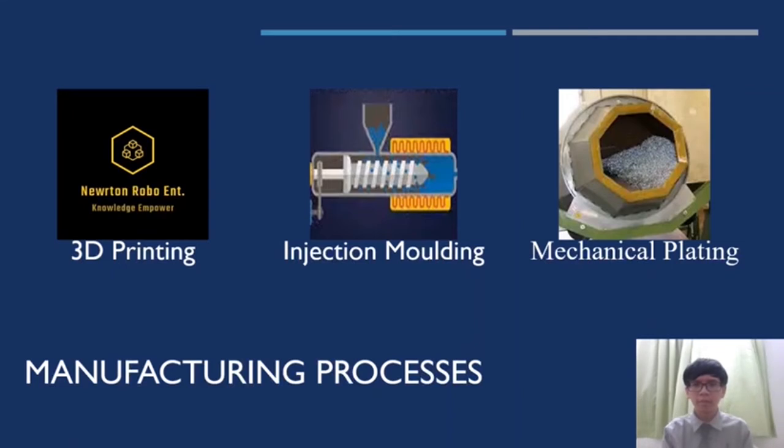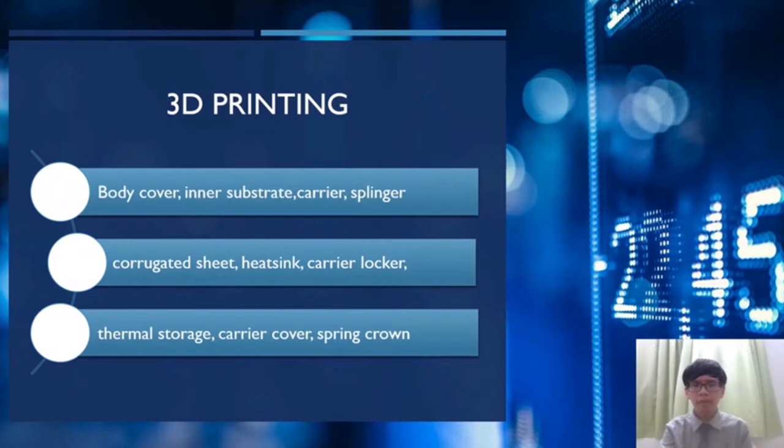For our mobile phone cooling case, we have three manufacturing processes. They are 3D printing, injection molding, and mechanical plating. For the 3D printing process, we use it for the body cover, inner substrate, carrier, sprinkler, corrugated sheet, heatsink, carrier locker, thermal storage, carrier cover, and spring crown.